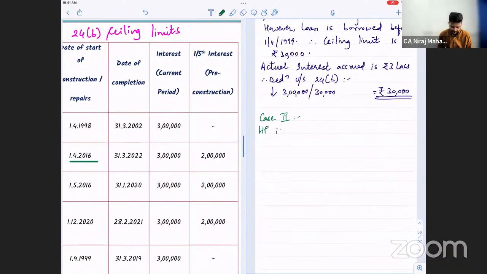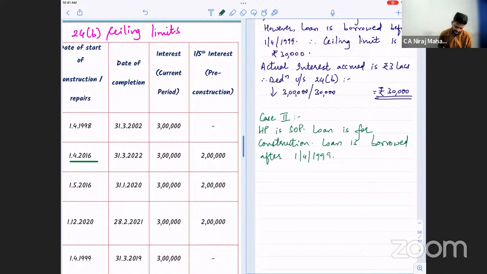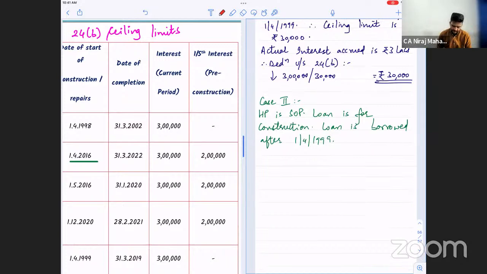House property is SOP. Loan is for construction. Loan is borrowed after 1/4/1999. So what is the next condition? Construction should be completed within 5 years of the end of the financial year in which loan was borrowed. Right now, construction is completed on.